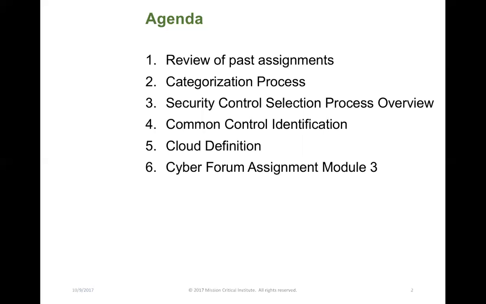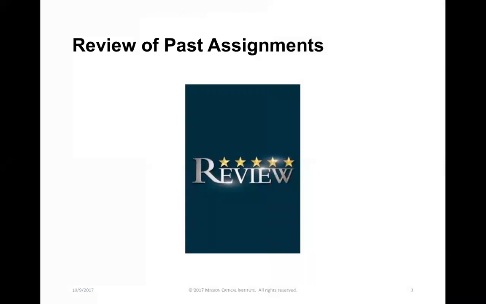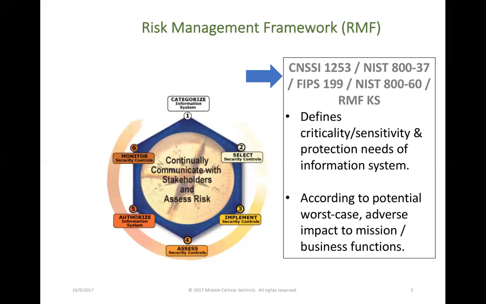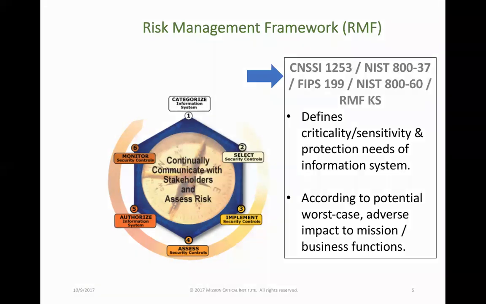Okay. All right. We're going to go over the categorization process again, security control selection, common control identifier, a definition of a cloud, and the next assignment, which will be the Module 3 assignment. We've already talked about the categorization process, so that is what we've gone over so far. That's step one, categorization of the system. Use NIST 800-53, NIST 800-37, FIPS 199, and NIST 800-60 for that.